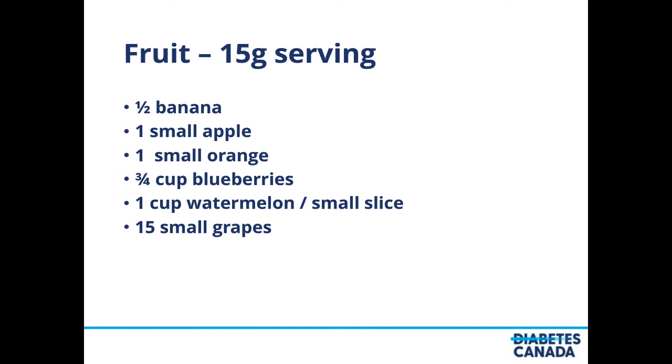The other interesting trick is, you see at the bottom of this slide, we've got 15 small grapes. So 15 small grapes is 15 grams of carbs. 1 grape is 1 gram of carb. 1 cherry is 1 gram of carb. And 1 baby carrot is 1 gram. So I always thought that was kind of interesting.